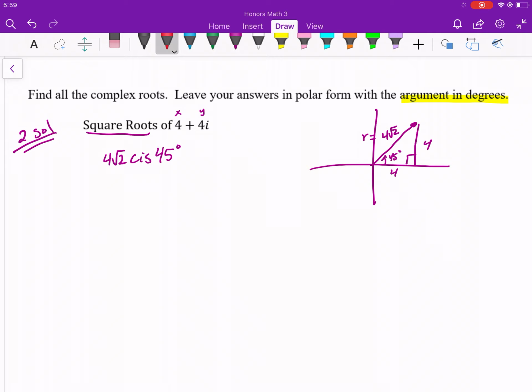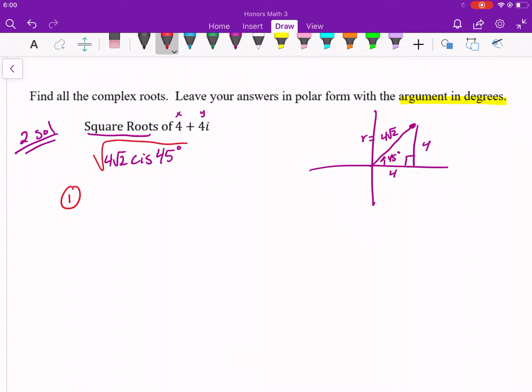So remember, we're taking the square root. So let's go ahead into solution 1. So solution 1, you would just take the square root of 4 root 2, and then you're going to divide 45 by 2. So the square root of 4, and then the square root of 2, I'm going to split that up. This is 22.5 degrees.